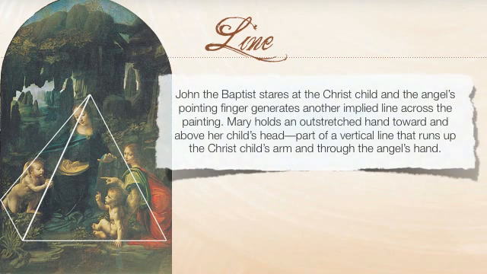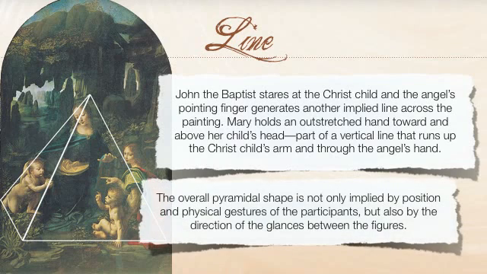John the Baptist stares at the Christ child, and the angel's pointing finger generates another implied line across the painting. Mary holds an outstretched hand towards and above her child's head, part of a vertical line that runs up the Christ child's arm and through the angel's hand. The overall pyramidal shape is not only implied by position and physical gestures of the participants, but also by the direction of the glances between the figures.